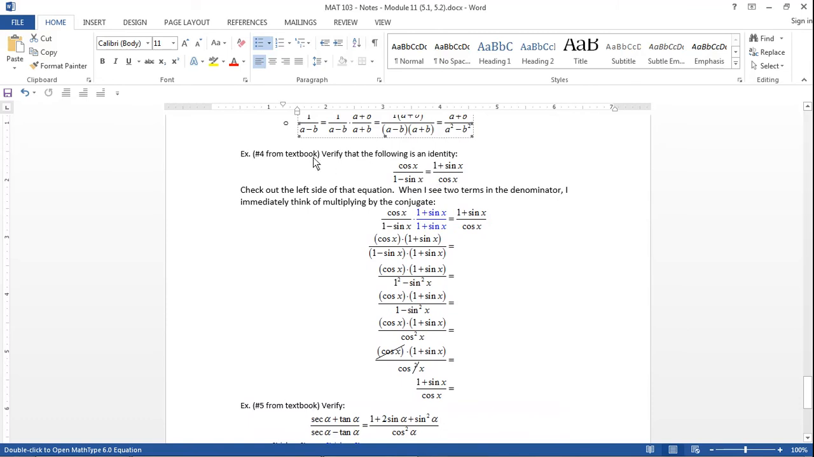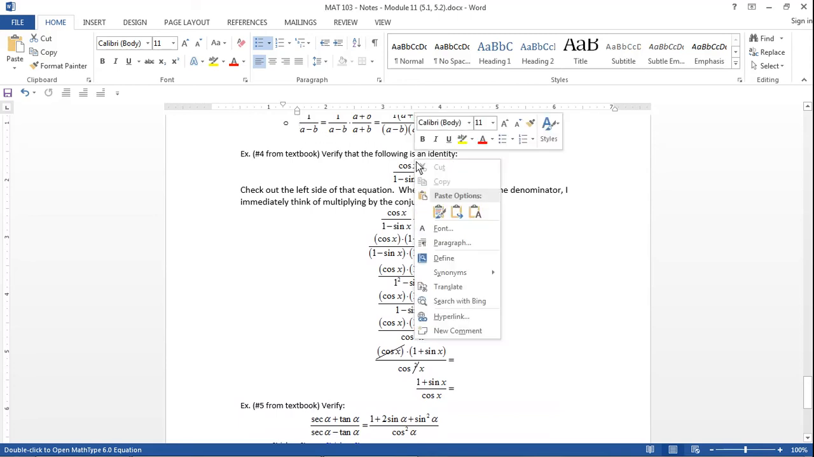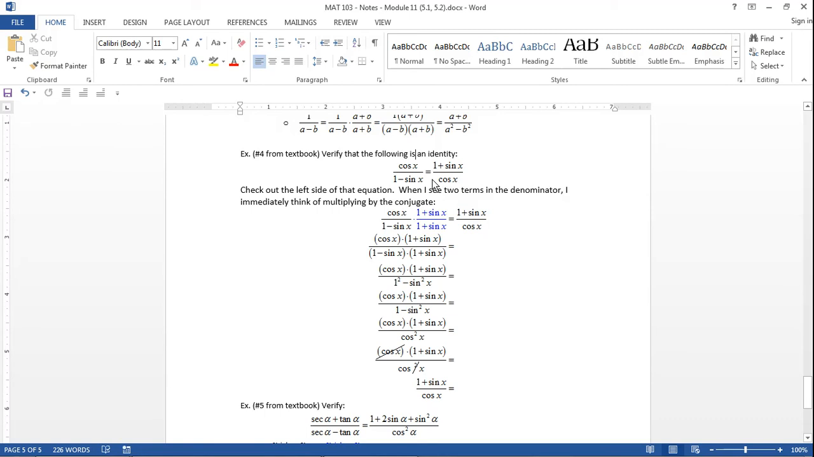And this is example 4 from the textbook. We're trying to verify this identity. So when I see this, the very first thing that pops out to me is I've got that 1 minus sine of x in the denominator of this left side. So that immediately tells me, okay, that's something I can multiply by the conjugate, and that's going to allow me to simplify this. So right away, I know that this is a complicated, well, they're both complicated, but this is a complicated one that I know how to simplify really easily.